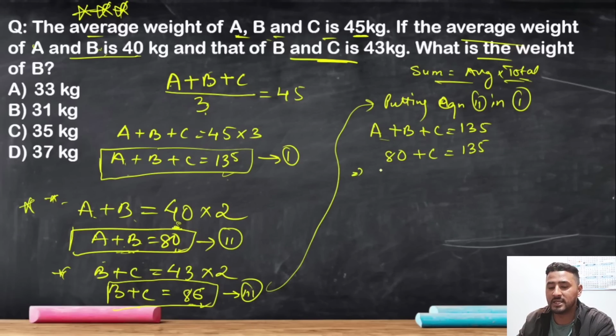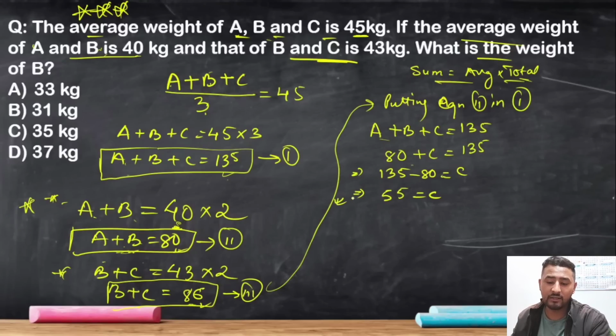135. Now get the value of c. It will be 135. Bring this 80 to the other side, it will become minus. You get the value of c. When you minus, 135 minus 80 is 55. So our c is how much? C is 55.